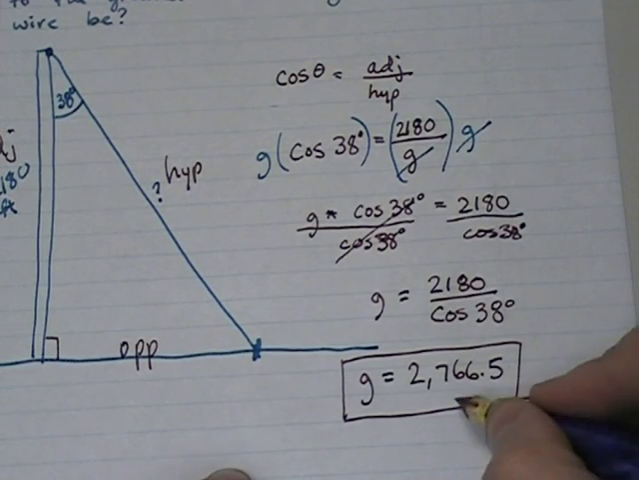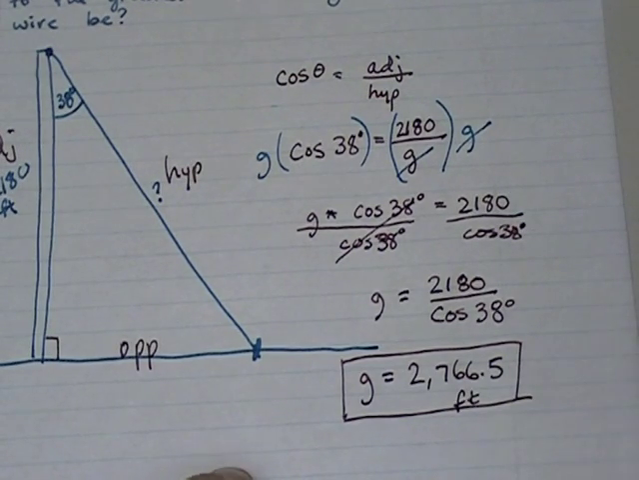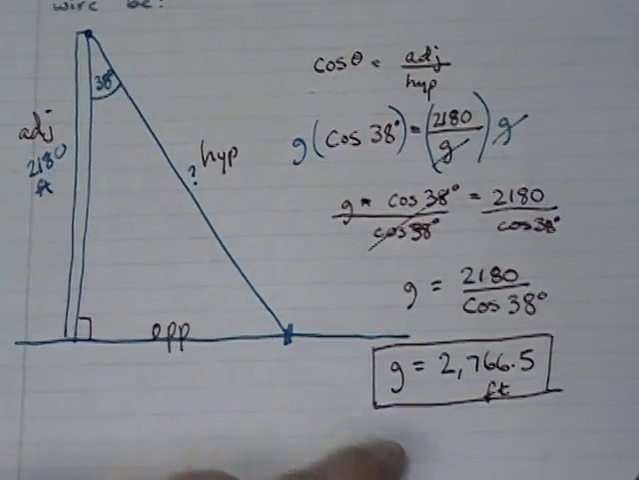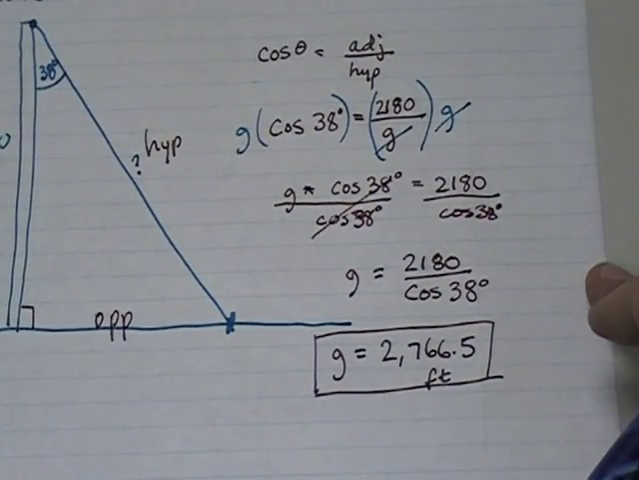And the units for this would be in feet, because if you go back to the original problem, the length of the tower was given in feet, so the length of the cable would also be given in feet.